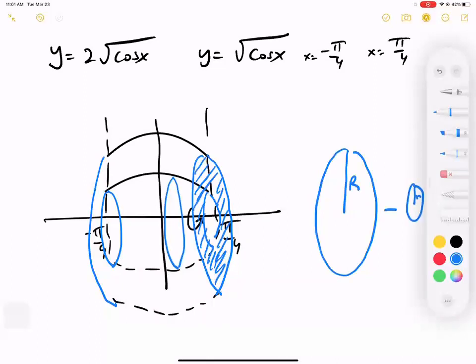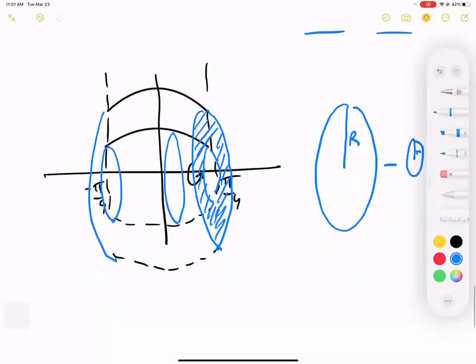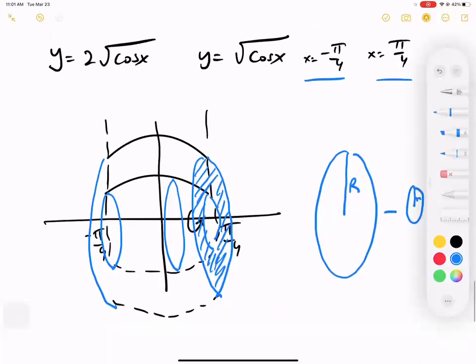In this case, we're bounded by negative pi over 4 and pi over 4. Oops, let's go a separate integral. The volume is equal to the integral, don't forget the pi outside, of negative pi over 4 to pi over 4. And what is your big R? What is your little r? dx. That's our jump to the answer. That's really what it is.